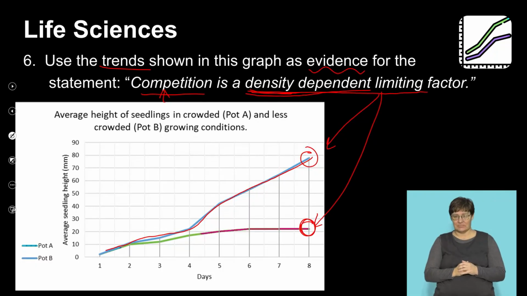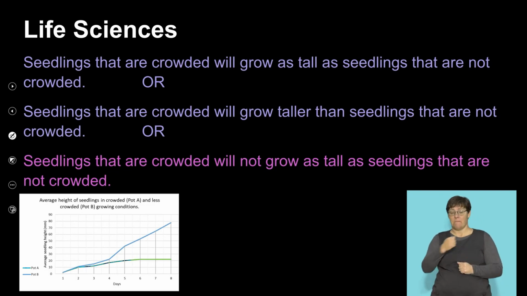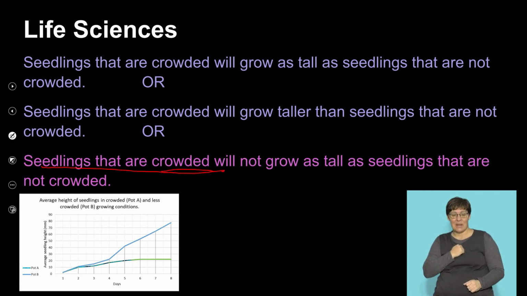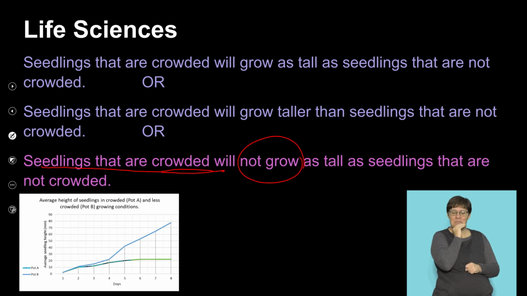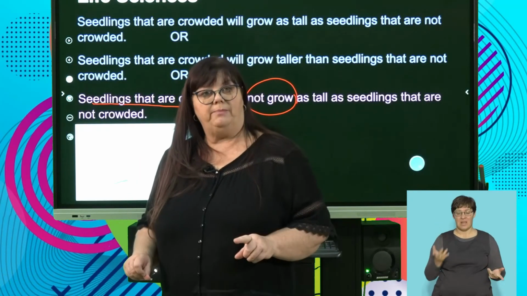Let's move on. Question 7. Go back to the hypothesis you stated. Do the results of this investigation support your hypothesis? So we said that there were 3 possible hypotheses, and I quite like this last one, that crowding means that they are not going to grow as tall as the seeds that were planted with adequate spacing. So that was what my original hypothesis would be.